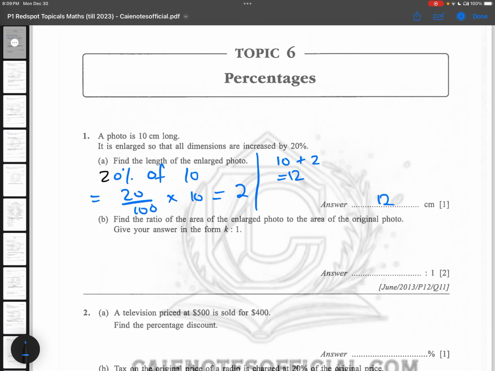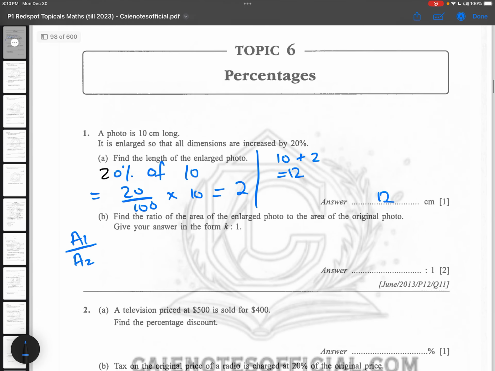Part B says find the ratio of the area of the enlarged photo to the area of the original photo. Give your answer in the form K ratio 1. So K will be the ratio of the enlarged photo and 1 is the ratio of the original one. So I will be using the formula A1 upon A2 is equal to L1 upon L2 whole square.